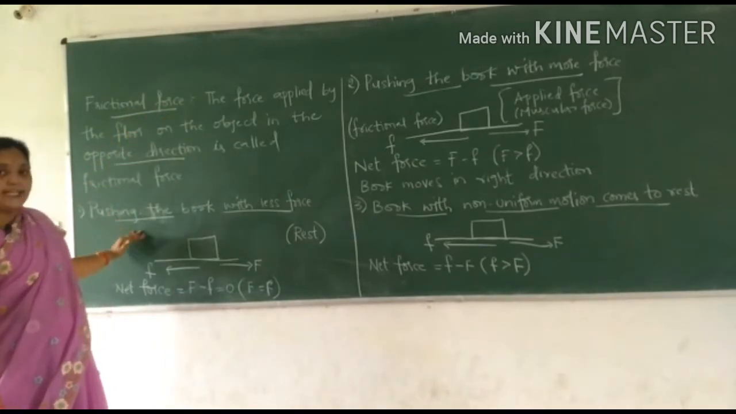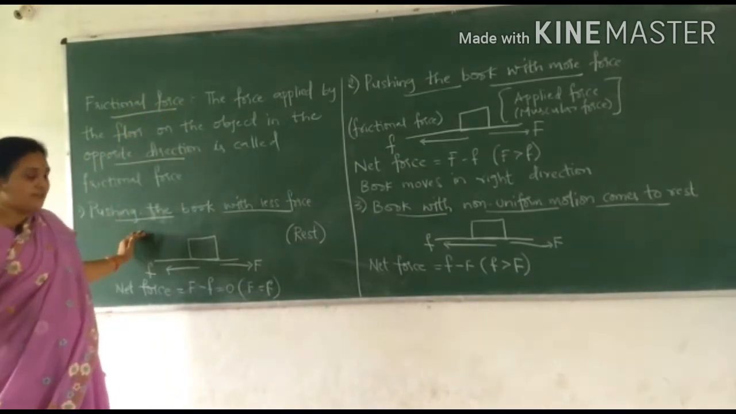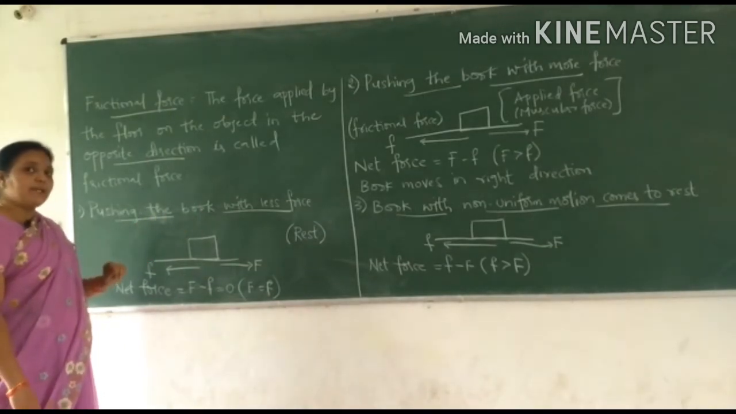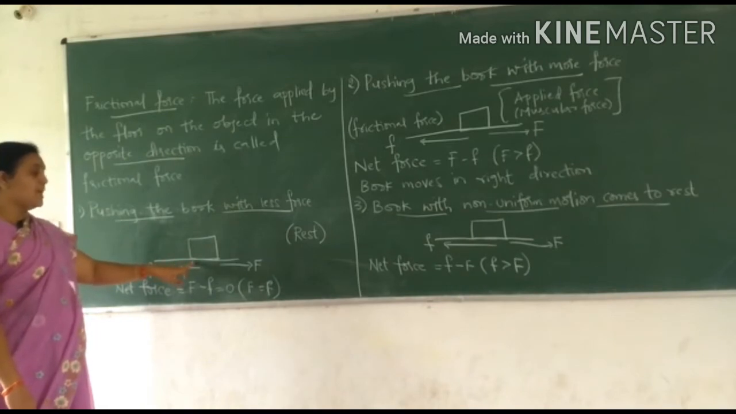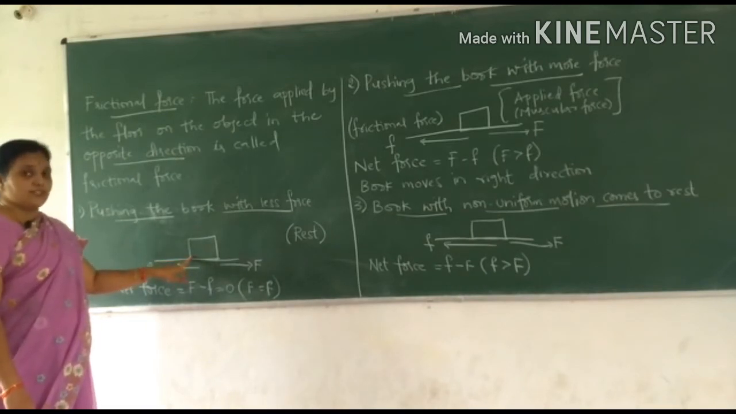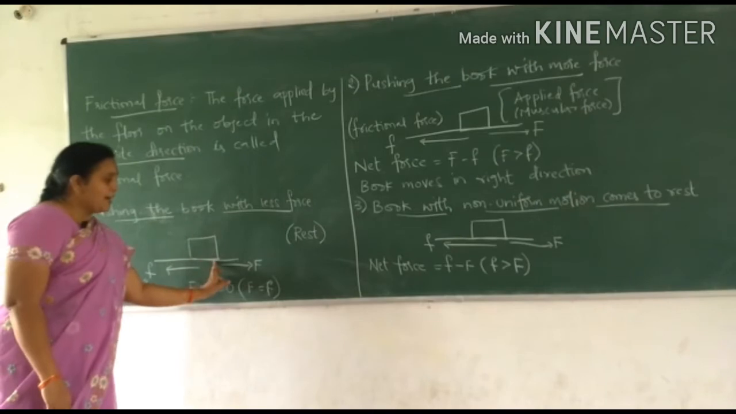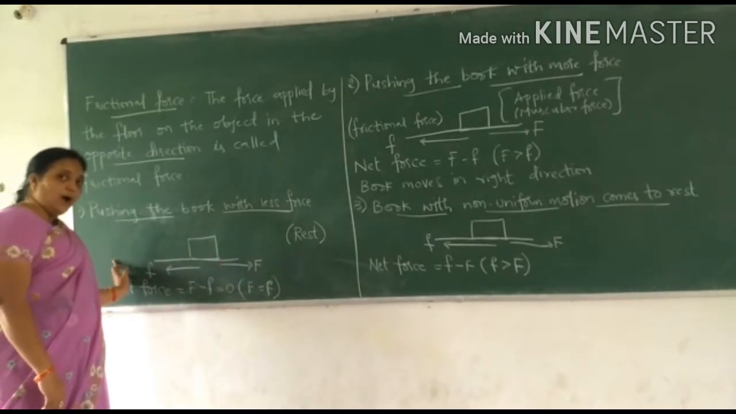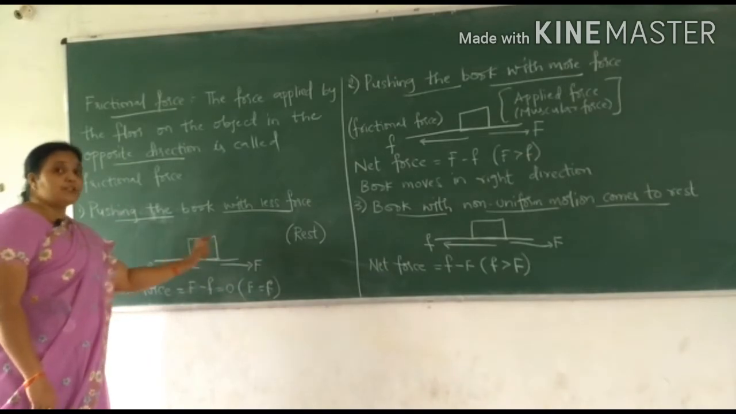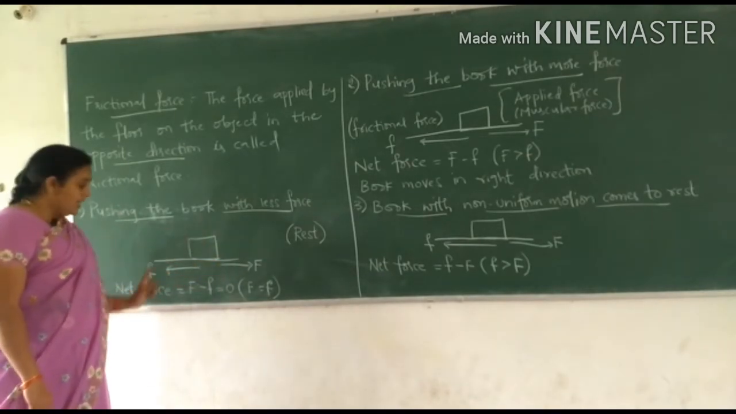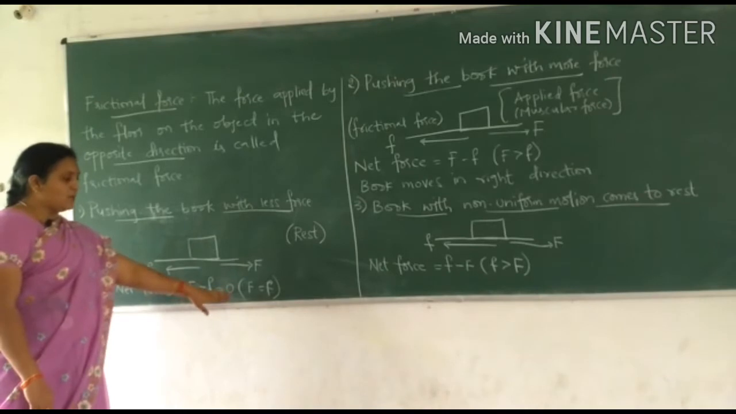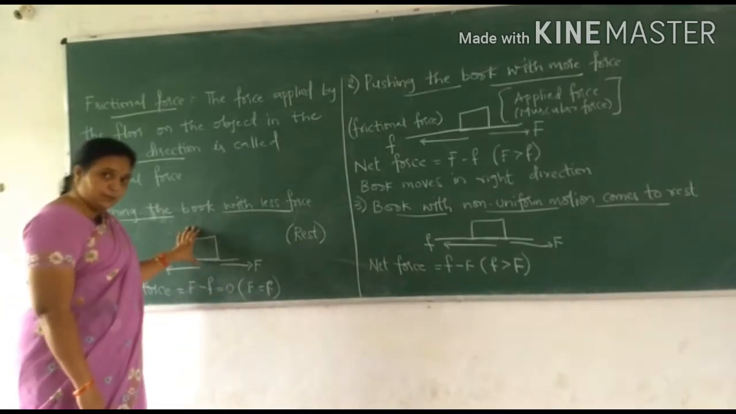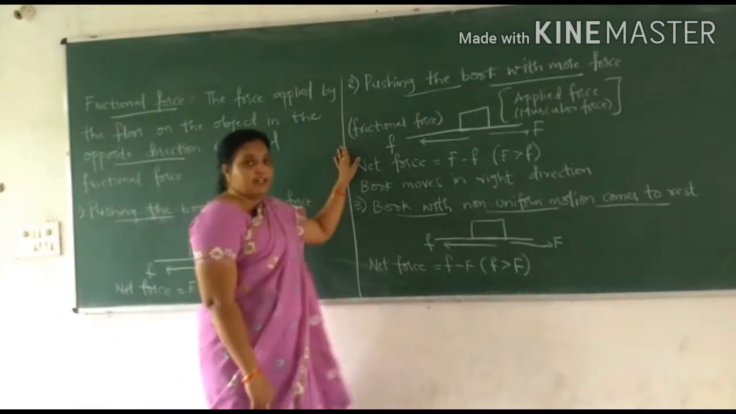Now we will see diagrammatically the three situations that we have discussed. Pushing the book with less force. What happened when the book is pushed with less force? The book has not moved. Why? Because the applied force is in this direction, the frictional force is in the opposite direction, and both forces are equal. That is the reason the net force is equal to 0, such that the book is in the rest position.